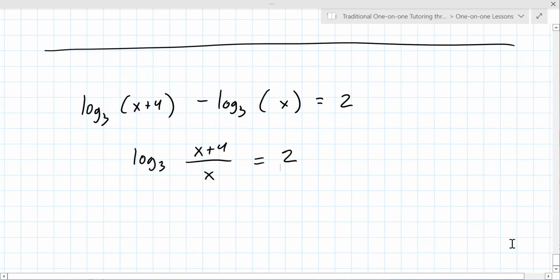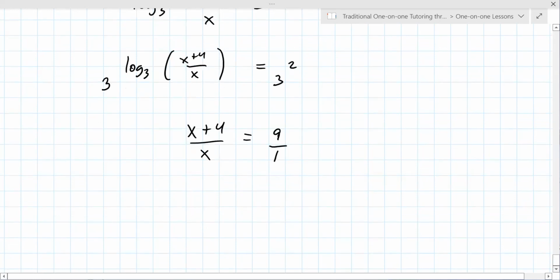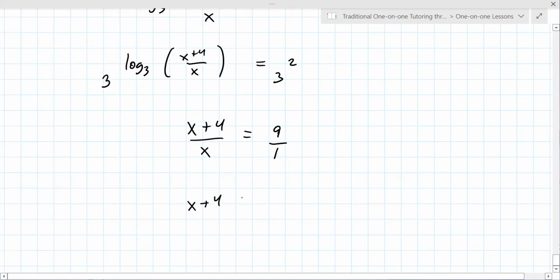That's a large number. All right, so you undo it with base 3 on both sides. That was an important step here. And so you get x plus 4 over x equals 9. And that's really a fraction. So you cross multiply here. You get x plus 4 equals 9x. Subtract x and divide by 8. And it ends up working out nicely on that.